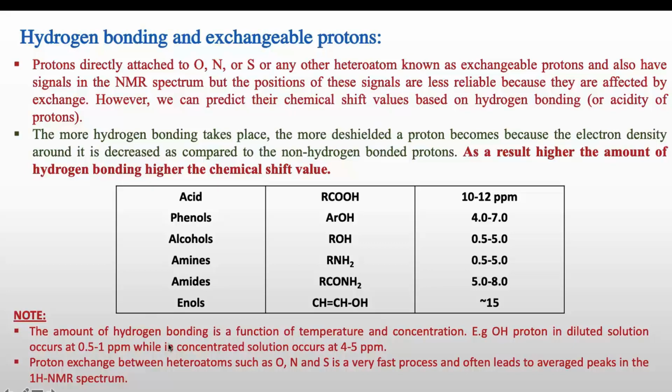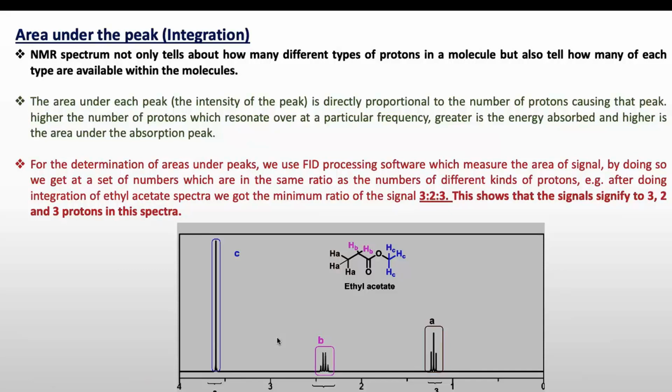The amount of hydrogen bonding is also important here. The amount of hydrogen bonding is a function of temperature and concentration. For example, the OH proton in dilute solution occurs around 1 ppm, while in concentrated solution it occurs at 4 to 5 ppm because the more the concentration, the more the hydrogen bonding. So the more the hydrogen bonding, the higher the chemical shift value for OH protons. And proton exchange between heteroatoms such as oxygen, nitrogen, sulfur is a very fast process and often leads to averaged peaks in the proton NMR spectrum. So these are the factors which affect the chemical shift value of different types of protons.